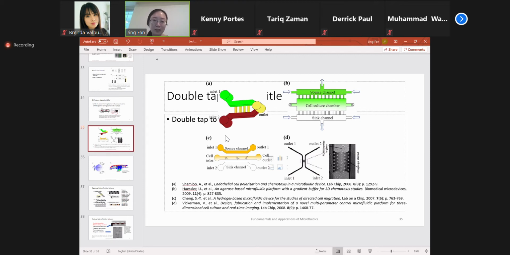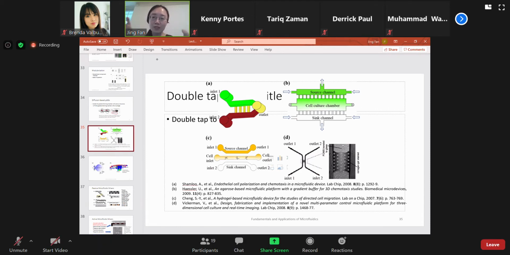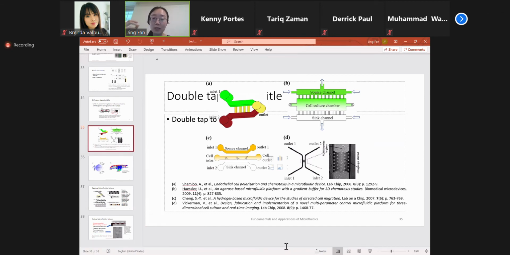So there are basically 2 ways. Instead of using the porous structure, there's another way to eliminate flow in the cell culture chamber, which is to keep the pressure in the source channel and sink channel exactly the same. Then without any pressure difference, there shouldn't be any flow, right? So that is the strategy of panel A, actually. The first type of device.